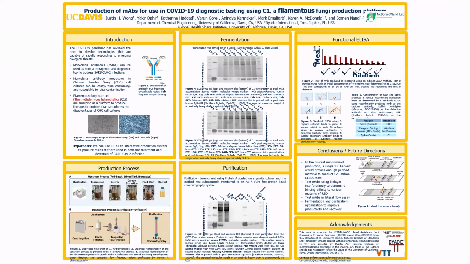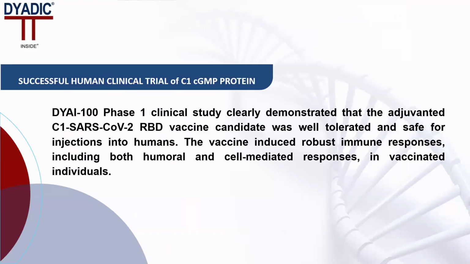From a diagnostic standpoint, as an example, this is a poster that was presented by UC Davis, and they demonstrated that in a 3-liter fermenter, in one run in 7 days, they were able to generate 120 million doses of an ELISA test. So from a standpoint of pandemic preparedness, we can produce antigens and antibodies for diagnostic use so that test kits will not run out of the antigen or the antibodies on a global basis.